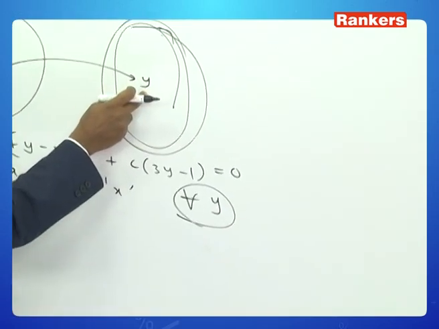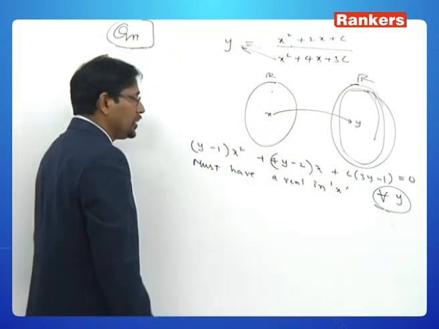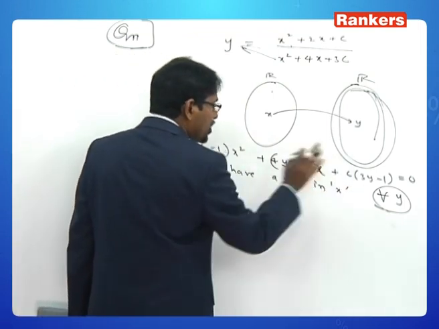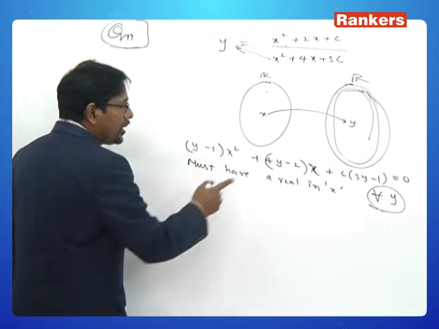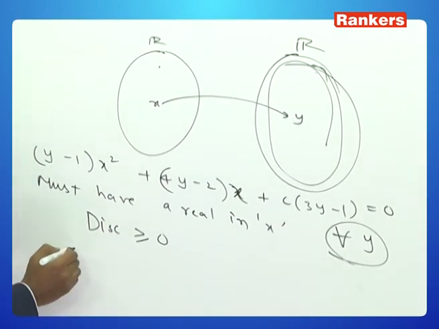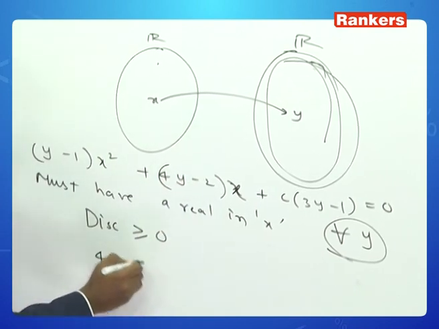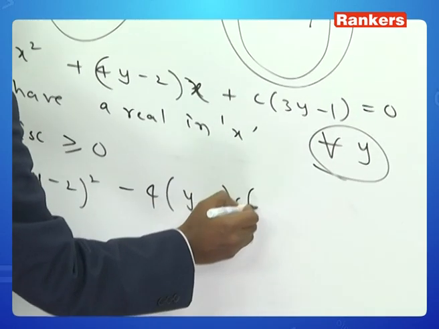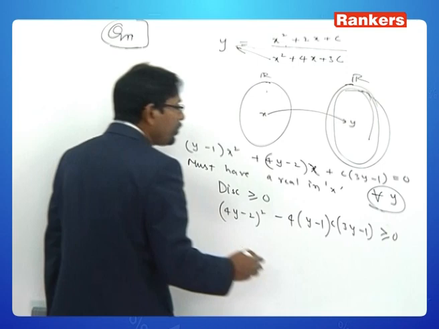For every y real number you pick up from the codomain, you must be able to find an x satisfying this equation. That means this equation must have a real root in x for each y. So first of all, for it to have a real root, what is it you should have? Discriminant should be greater than or equal to 0. That is, this discriminant, we'll write it in the form of 4y minus 2 the whole square minus 4 into y minus 1 into c times of 3y minus 1 should be greater than or equal to 0. I want this to happen for every y.